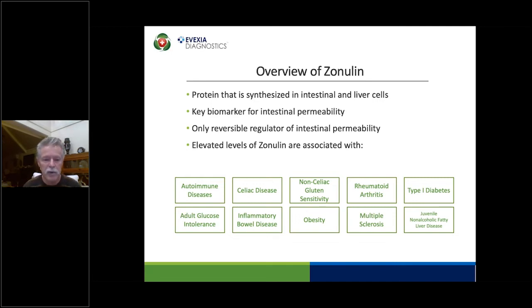And not surprisingly, elevated levels of zonulin are associated with a variety of diseases: autoimmune, celiac, IBD, obesity, rheumatoid arthritis, et cetera. So the cornerstone of a lot of these types of diseases is that you have problems with tight junctions. And we'll discuss that a little bit. So zonulin opens tight junctions, and that is the foundation on which most of these diseases are built. In the next slide.